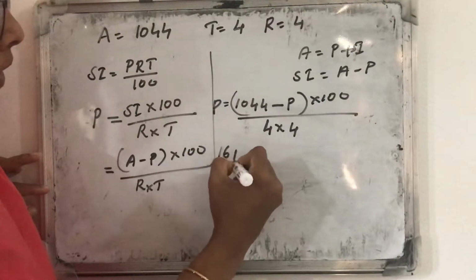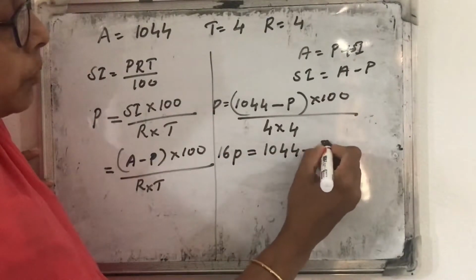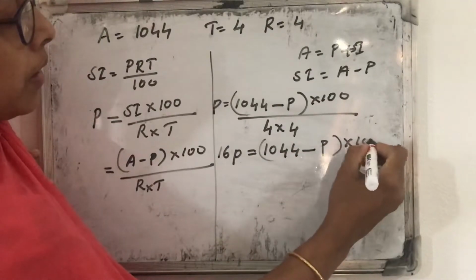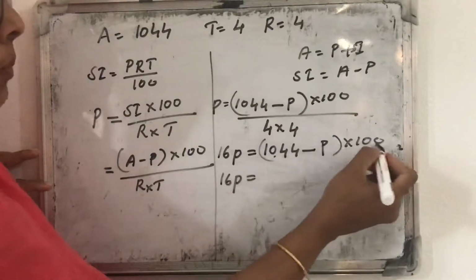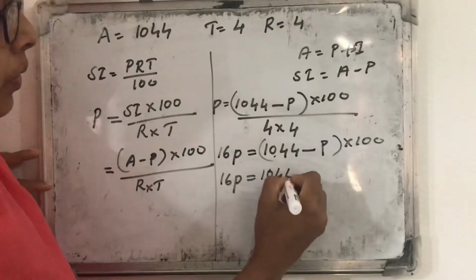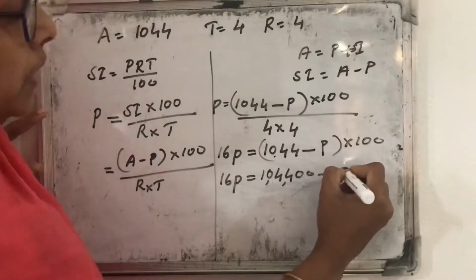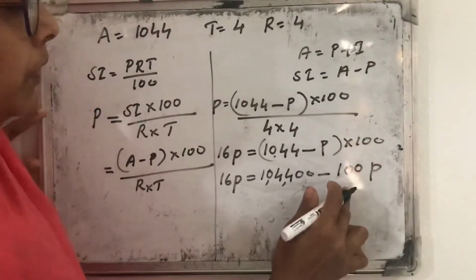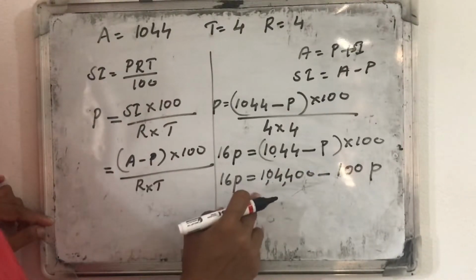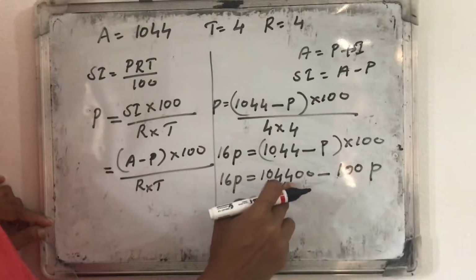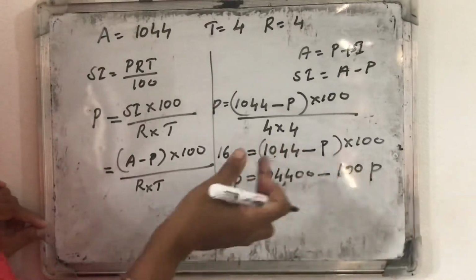So we can write 16 into P equal to 1044 minus P into 100. Then again simplify: 16P equal to, first 1044 multiplied by 100. So we will get 1,04,400 minus 100 into P, we can write it as 100P. Now we got 16P equal to 1,04,400 minus 100P. So this 100P also we can transpose to here.